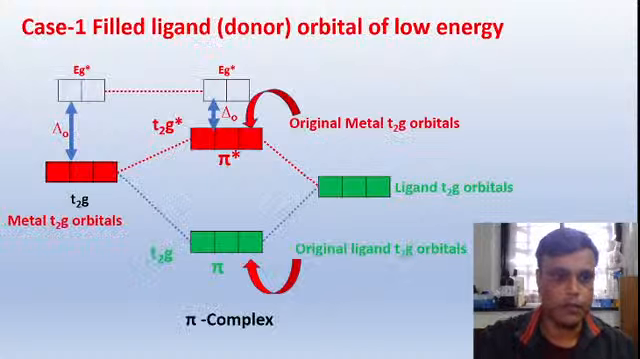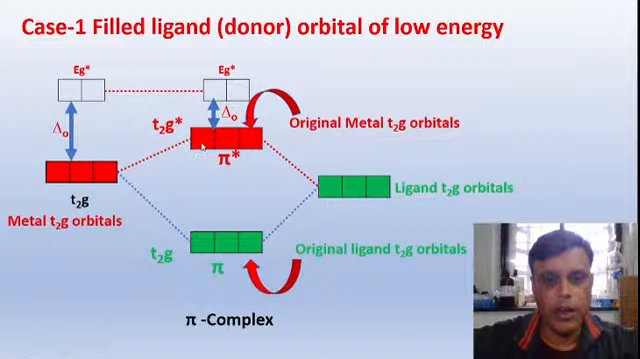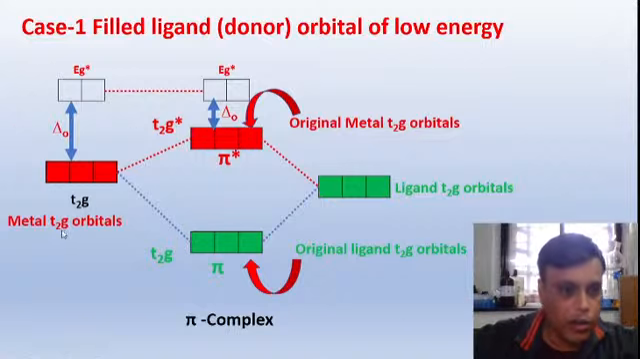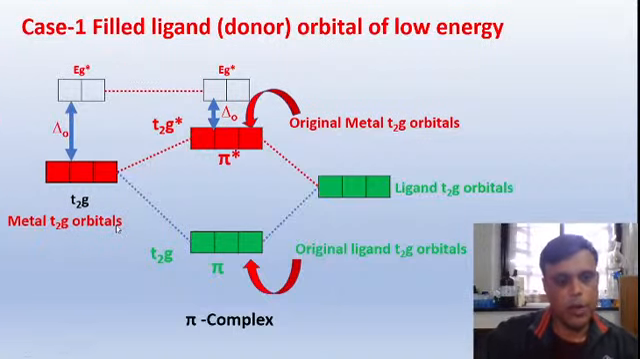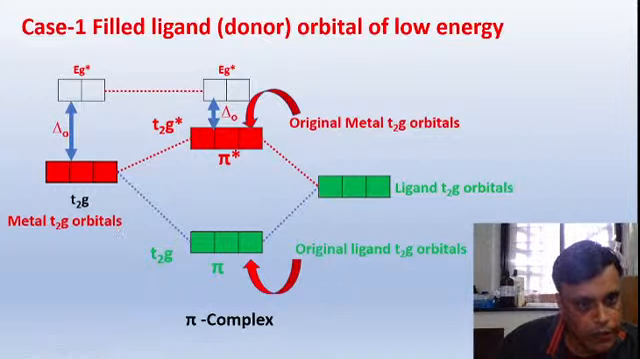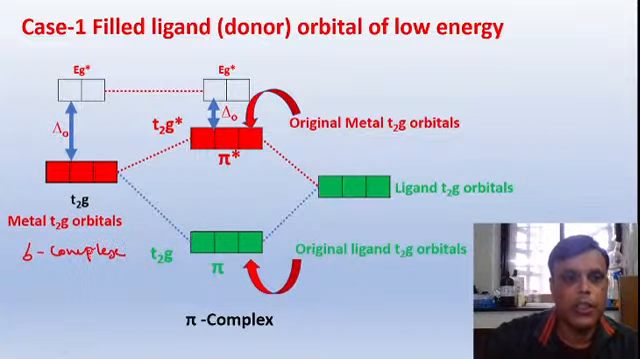So let us start with case 1. This is the molecular orbital diagram for case 1 of a pi complex. Now you remember this very well. This is the energy del O of the sigma complex. You can see it here, this you have seen in the sigma complex.